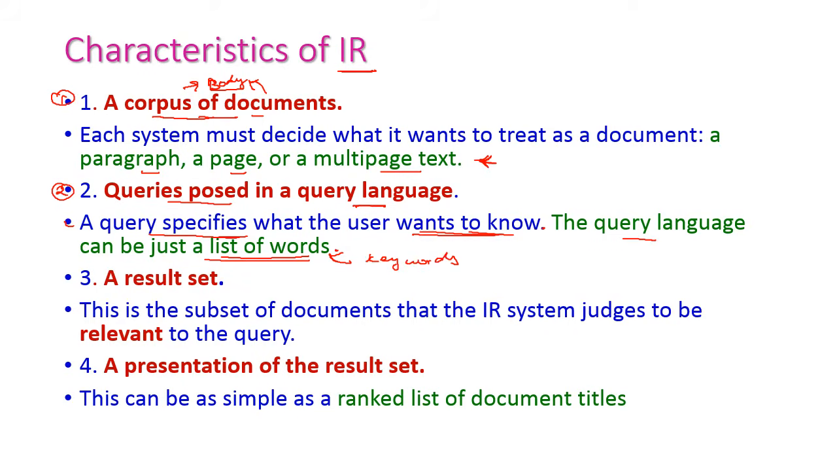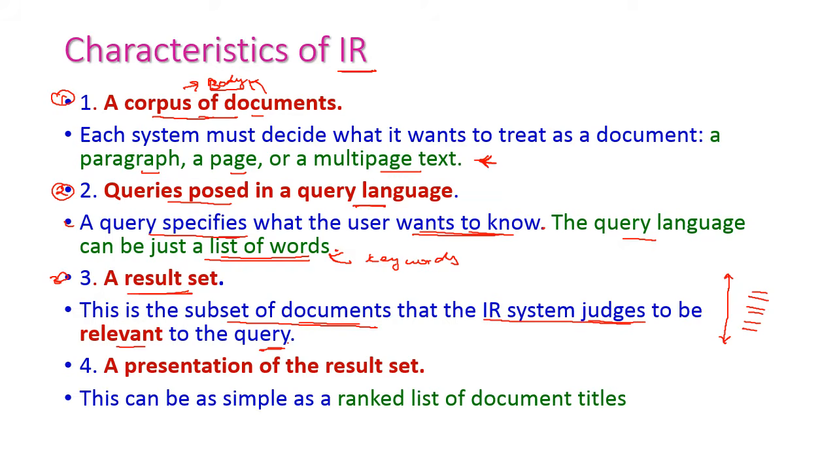The third one is a result set. Result set means a subset of documents that the IR system judges to be relevant to the query. So from the entire repository, it will take the data which are relevant to the query, and that will be displayed in the result set. This is the third one.